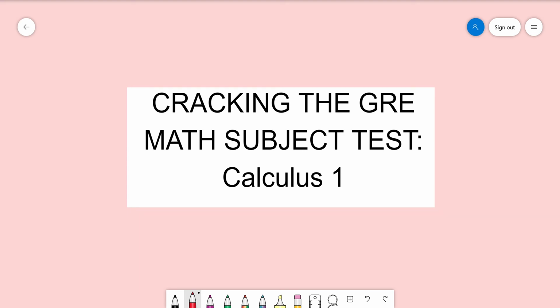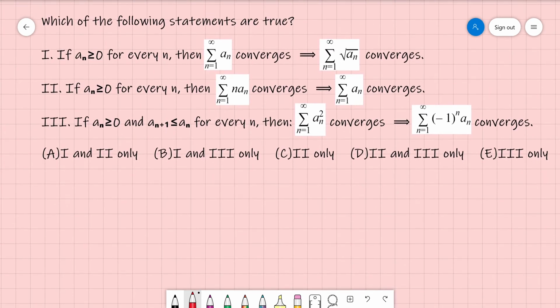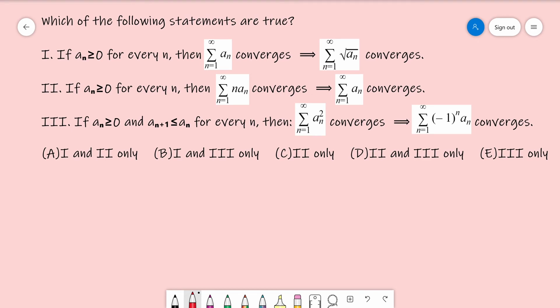Hey everyone, welcome back to Cracking the GRE Math Subject Test, Calculus 1. We're on question number 44. This is a good question to check your knowledge of the convergence tests for series. So first, we're asked which of these statements is true.